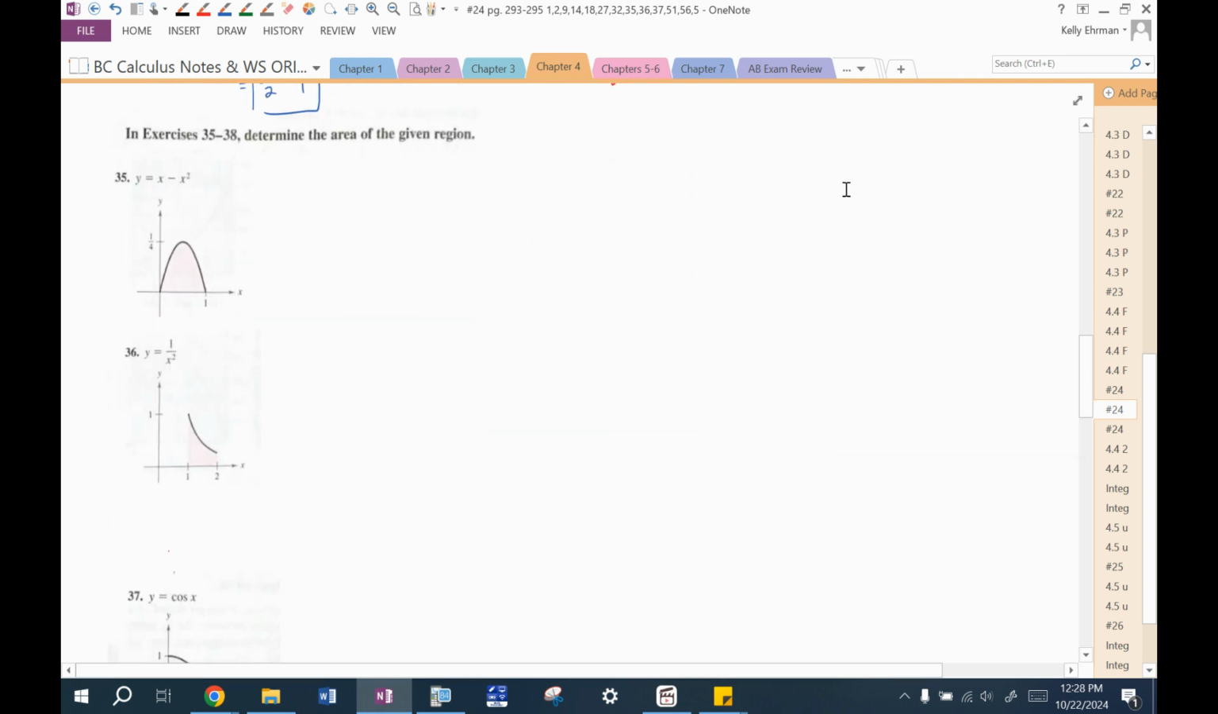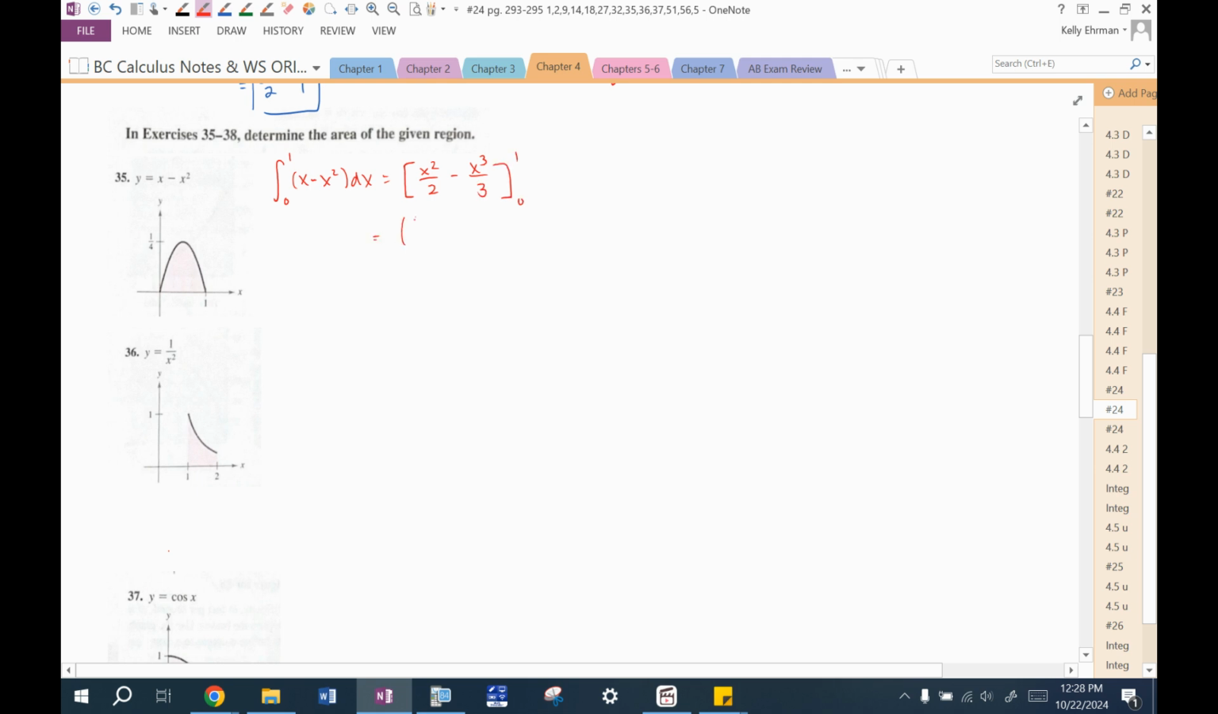All right, determine the area of the given region. So it's hard to see, but this is shaded pink between 0 and 1. So I'm being asked to find the integral from 0 to 1 of x minus x squared dx. So the integral of x is x squared over 2 minus the integral of x squared, x cubed over 3. Go from 0 to 1.